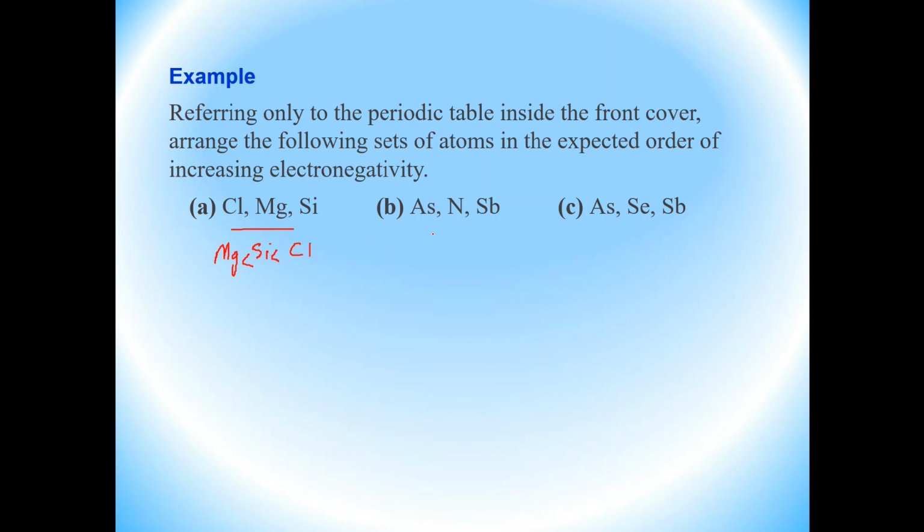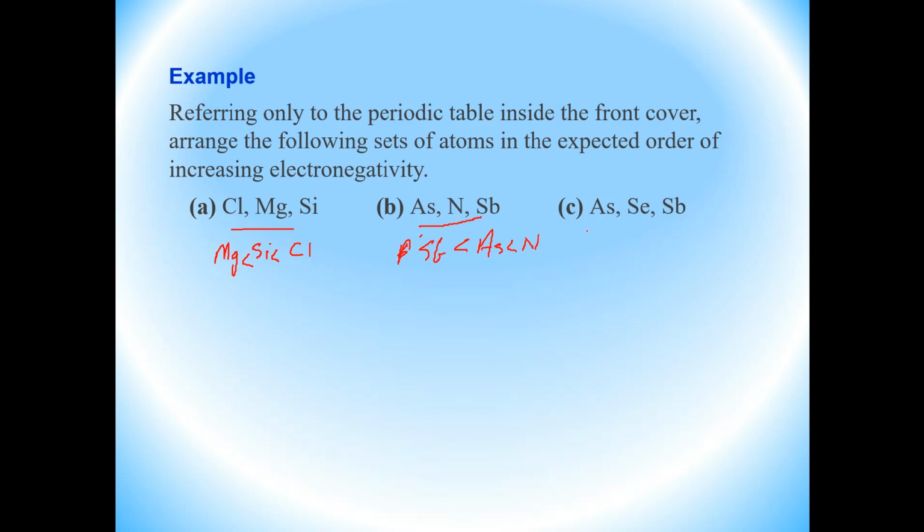Now, in the case of these three, if you look at the periodic table in group 5A, you'll see that these are the elements located in group 5A. And as we said before, the electronegativity increases going from bottom to top of that group. So in this group, the least electronegative element would be antimony, which is Sb. And then the one next in line would be arsenic, which is As. And then the next in line would be nitrogen.